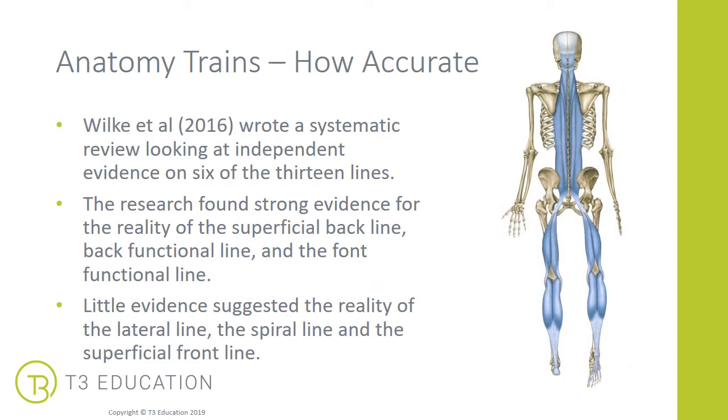So how accurate are the Anatomy Trains lines? There was a systematic review created by Wilke, and what he looked at was independent evidence based on 6 of the 13 lines. So he looked at all of the research and looked at the ones that had the strongest evidence. What he found was that the research was strongest for the reality of the superficial back line, the back functional line, and the front functional line. So there was lots of strong research evidence for the reality of those lines. But what he did find was that there was little evidence of the reality of the lateral line, the spiral line, and the superficial front line.